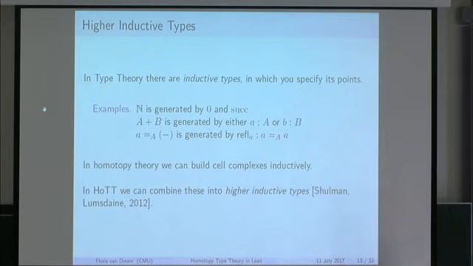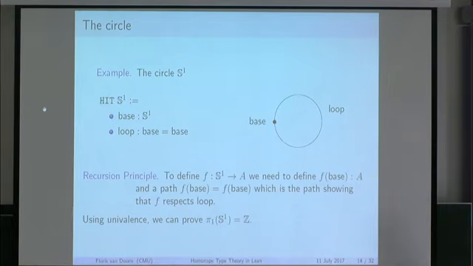And in homotopy theory, we can build cell complexes in a similar way. We can build a space by taking points, then we take paths between them, we take 2-cells between those paths, and we build up a space that way. And in homotopy type theory, you can combine these two ideas in higher inductive types. So for example, here's the circle. The circle is generated by one point constructor, the base, that's a point in the circle. And then we add one path in the circle, namely a loop which goes from base to base.